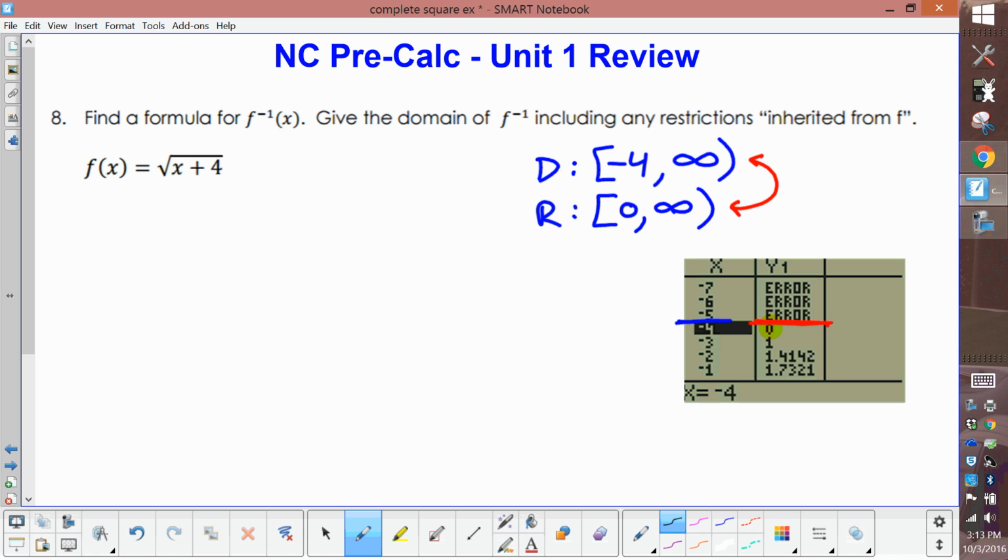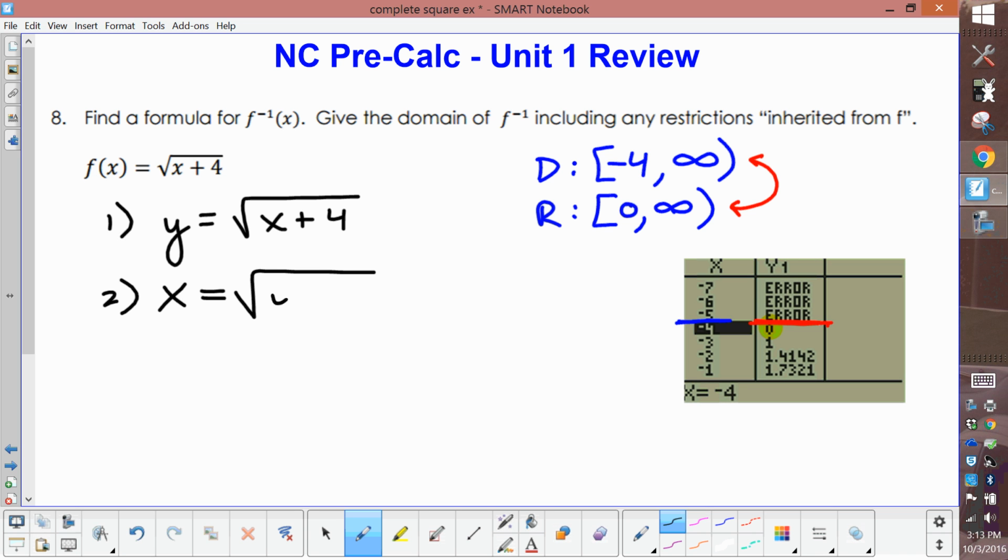Okay, over to the math here. I have 4 steps in order to find an inverse. Number 1, I turn it into y equals square root of x plus 4. Step 2, I'm going to flip-flop my x's and y's. X goes where the y goes, and y goes where the x goes.